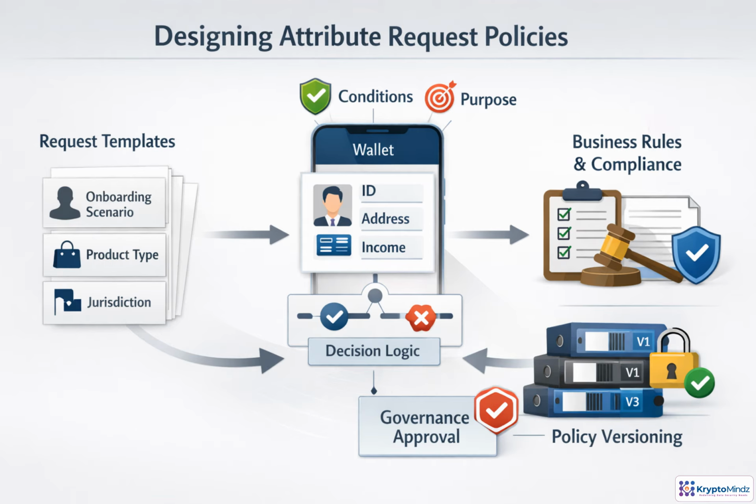An attribute request policy works like a contract between the relying party and the wallet. For every onboarding scenario, product, and jurisdiction, you define a template. Which attributes, for what purpose, under which lawful basis. Each claim must feed a clear decision rule, legal requirement, or risk control. You version these policies so past decisions are explainable, and you require governance approval before any new attribute is added.